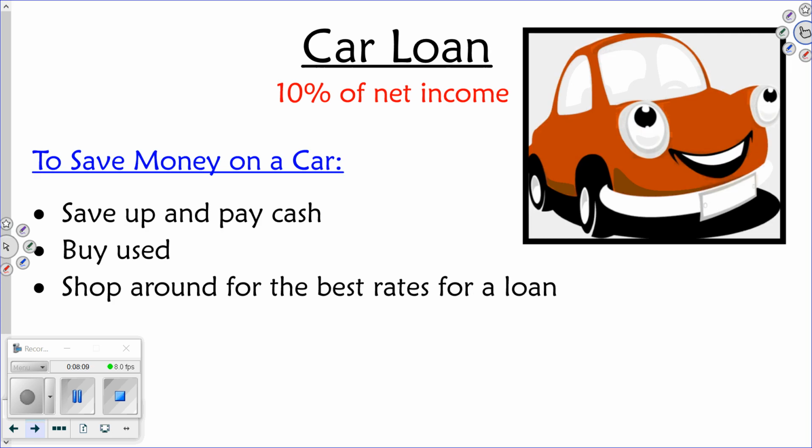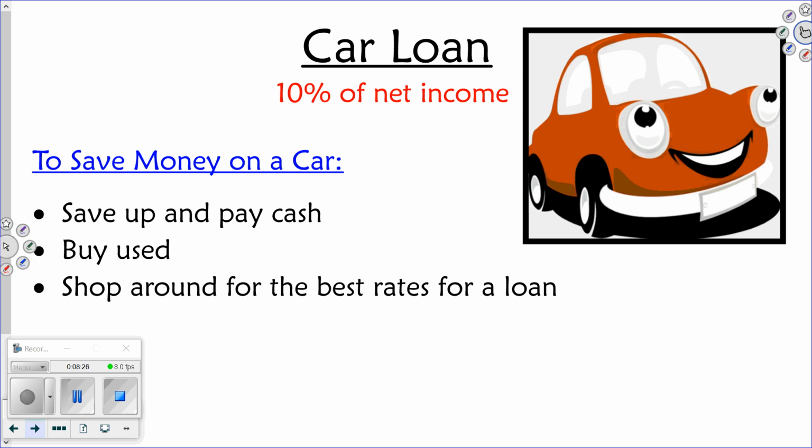All right. Car loan. When you buy a car, again, we'll have a whole part of a project like this. A car payment should be 10% of your net income. So some tips to save money. If you save up and pay cash, if you're able to do that, that can obviously save you the interest on car loans, because some of those can get pretty high.